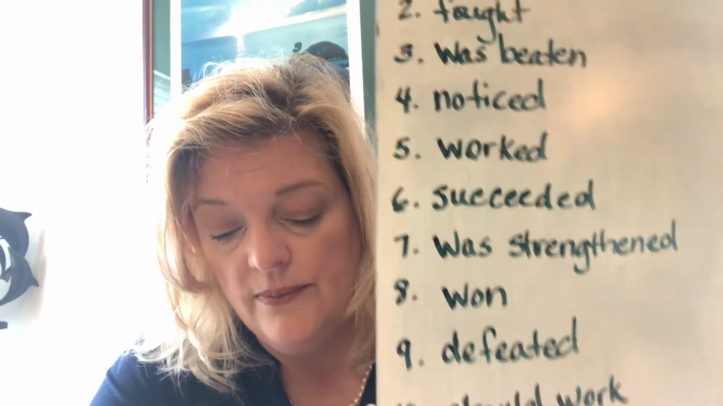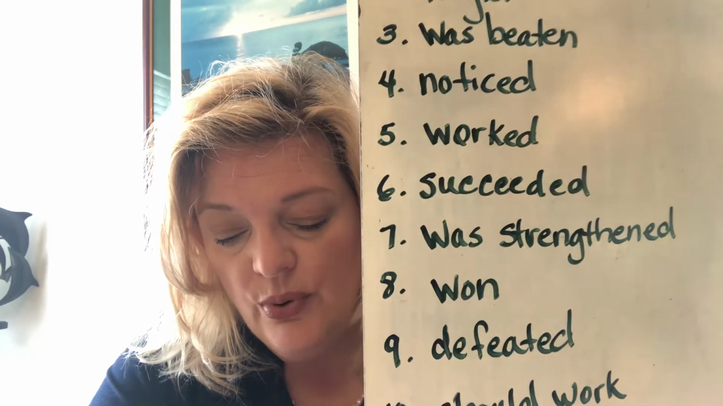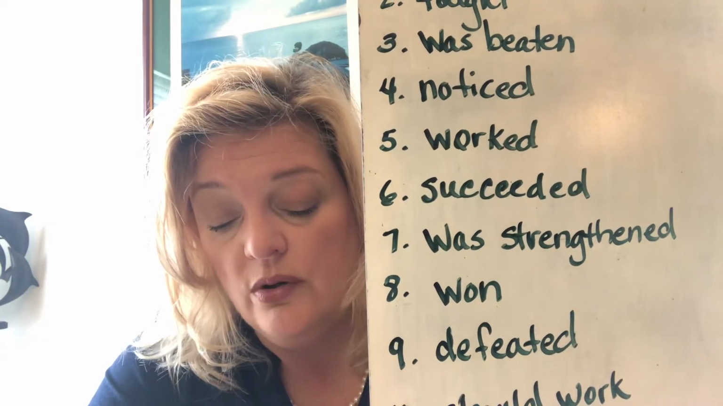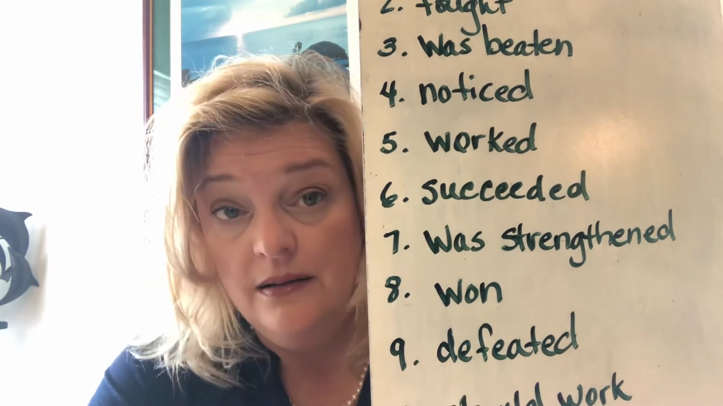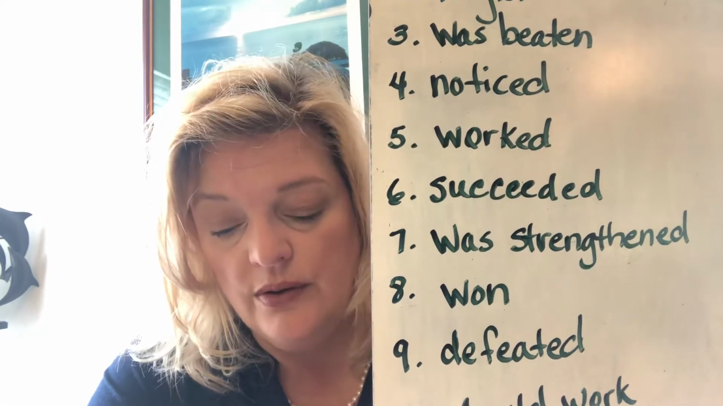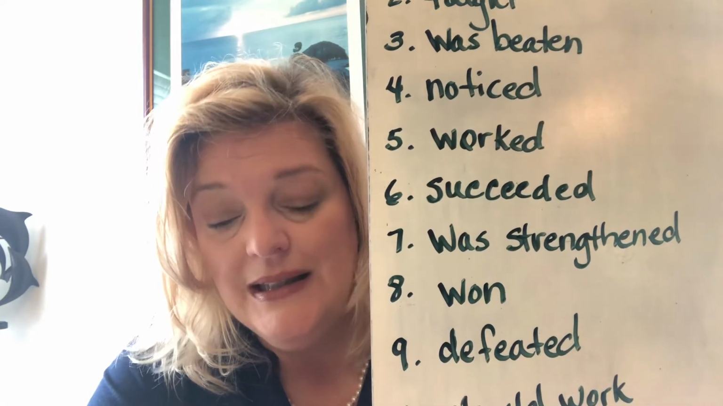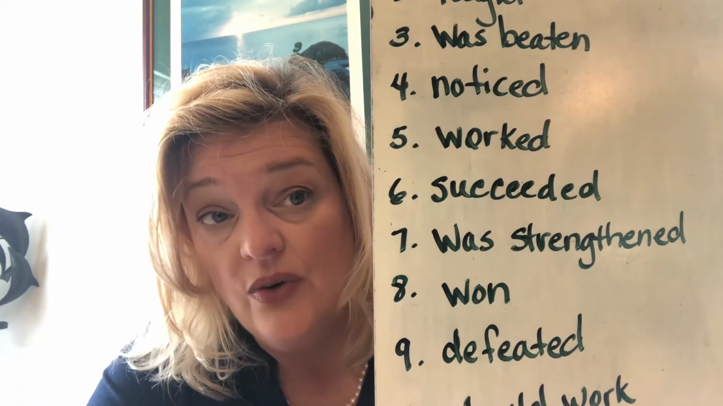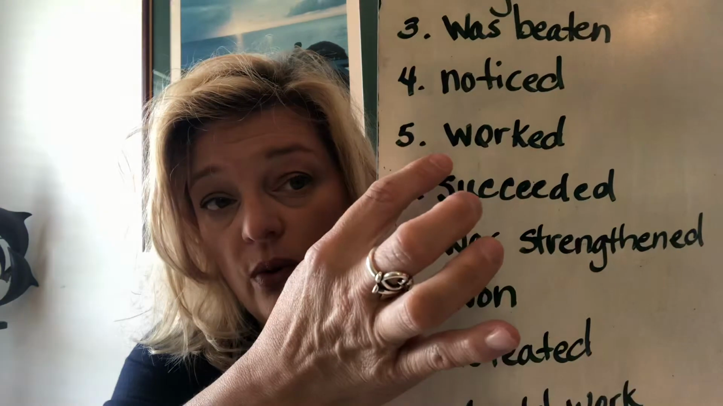Number 5. It worked persistently on its web. Who or what worked persistently on the web? It. It's referring to spider, right? It. What did it do? Worked. How did it work? Persistently. So persistently is your adverb, and it's describing the verb worked.